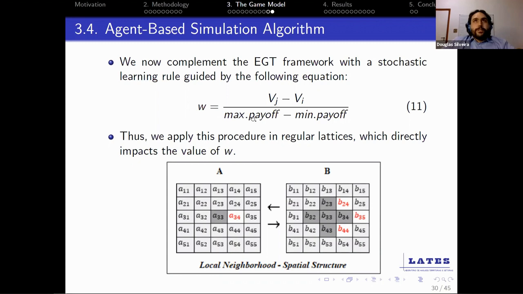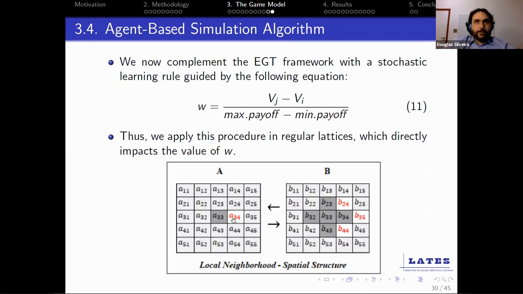And here we are just doing this normalization procedure in order to assure that W will be between 0 and 1. And once we have this probability, we will call a random number generator between this interval of 0 and 1, following a uniform distribution. And we will compare W with this random number. So every time that W is greater than this random number, we will consider that A33 will update its strategy and will play the same strategy as A34.